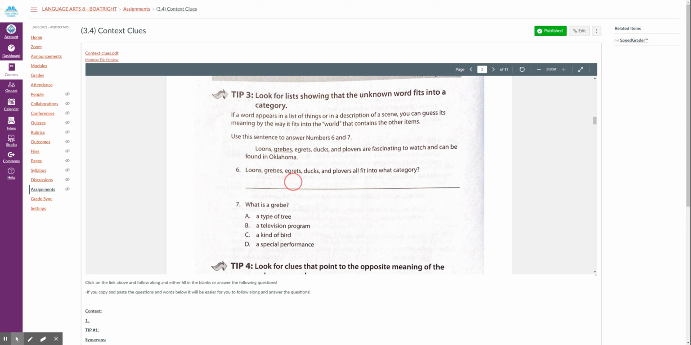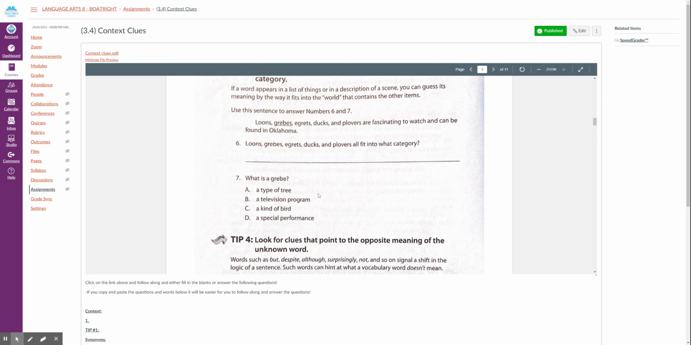Loons, grebes, egrets, ducks, and plovers are fascinating to watch and can be found in Oklahoma. So all of these things fit into what category? We know what ducks are. We don't really know what these other things are, probably, but we know that they're fascinating to watch and found in Oklahoma. So what do we think all of these have in common? They are all what? Number six, tell me what category they fit into.